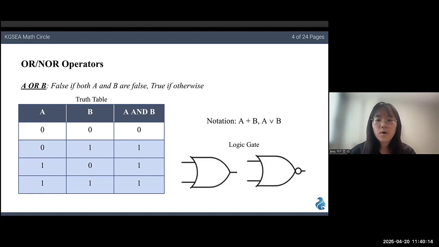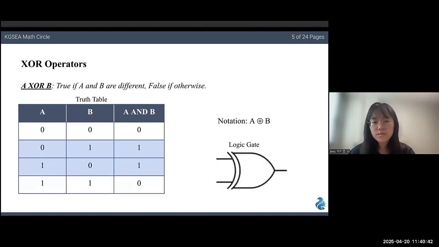Next are the OR and NOT OR operators. A OR B returns a value of false if both A and B are false, and true otherwise, as shown in the truth table. In these combinations of A and B, A OR B returns the values 0, 1, 1, and 1. The algebraic notation is commonly denoted as A plus B, or a logical disjunction symbol, and the logic gates look as follows.